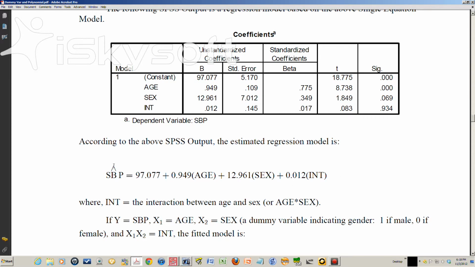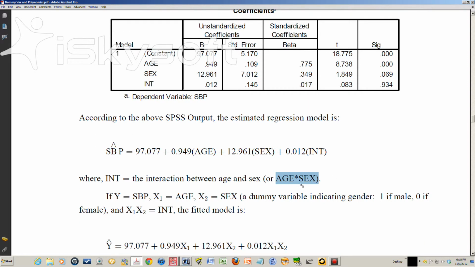You see you have the estimate of systolic blood pressure, the intercept. This is the slope for age. And then the coefficient for sex. And then INT here is interaction. I call it age sex, but INT is the interaction here. So which is age and sex here, I just put that. So the age times sex.